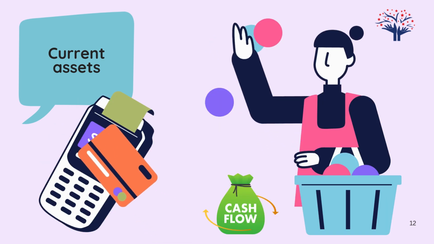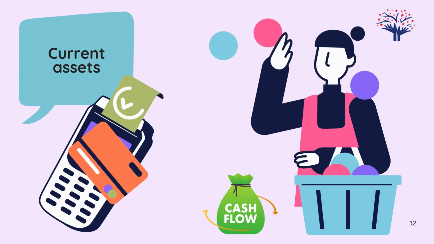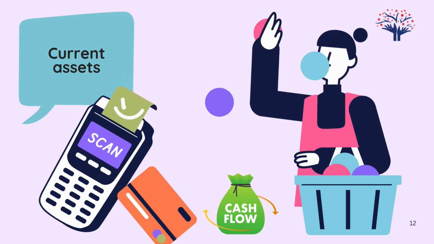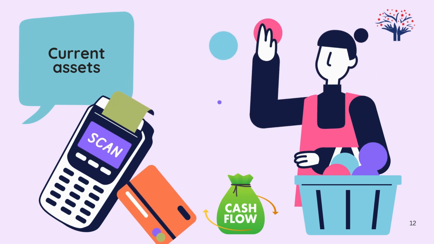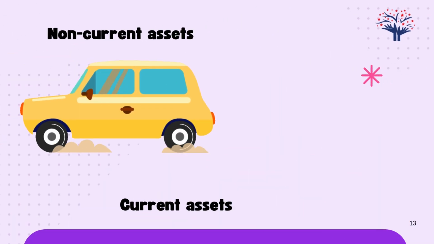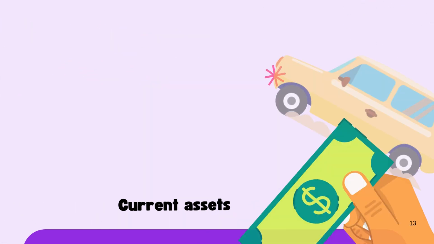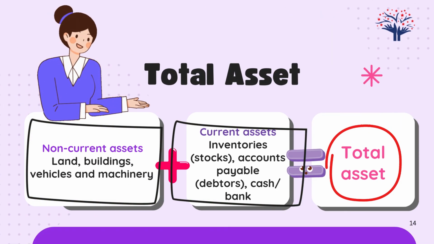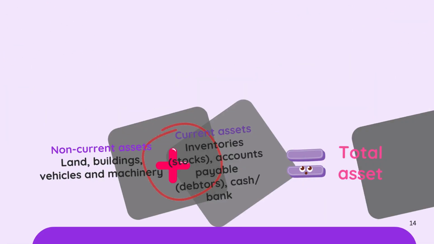Current assets are essential for covering short-term liabilities and maintaining smooth business operations. Managing them effectively ensures liquidity and financial stability. Now that we've covered non-current assets and current assets, let's see how they come together to form total assets. The formula is simple. Non-current assets plus current assets equals total assets.